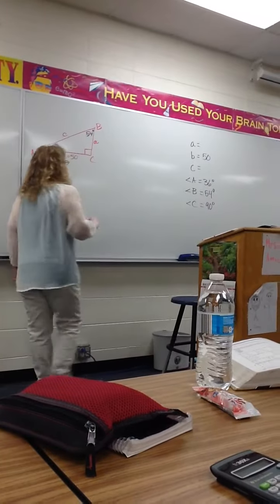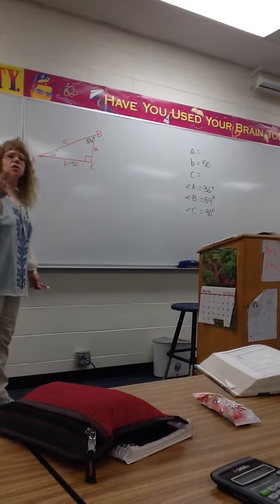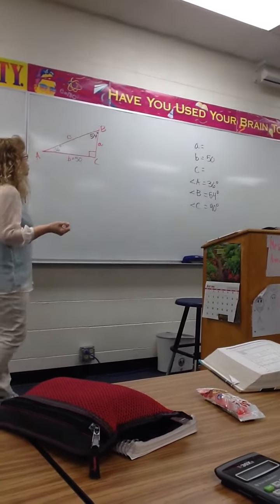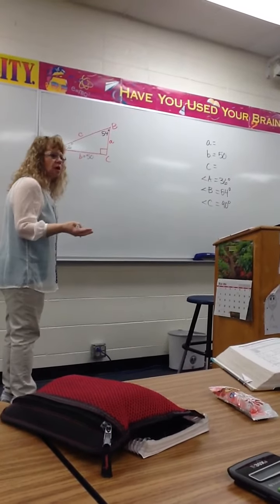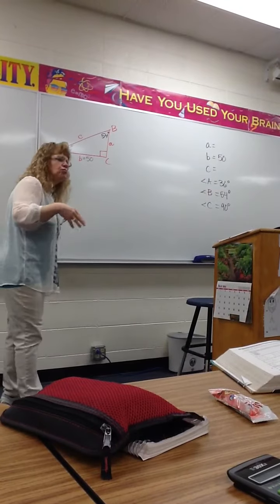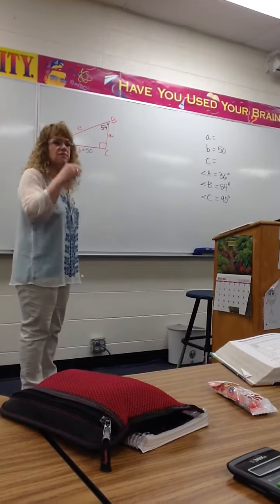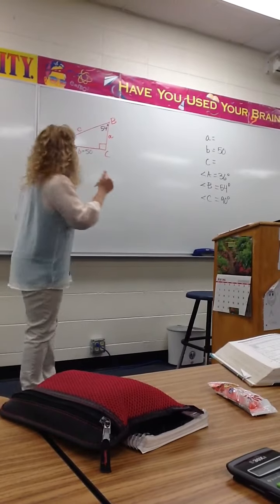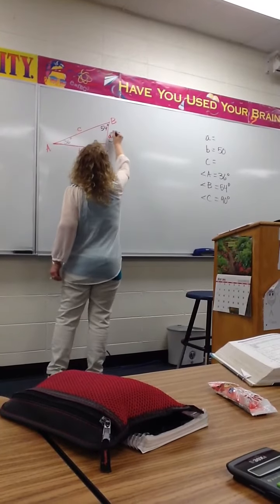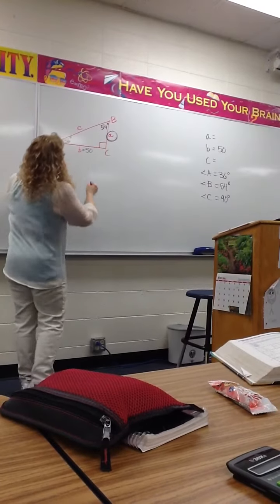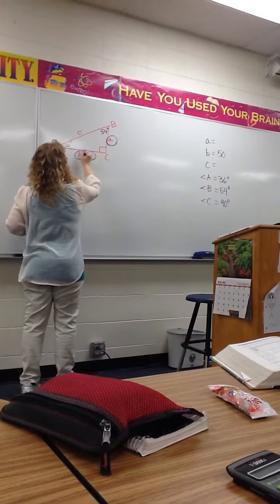Now we need the sides. If you knew two of them, you could use Pythagorean, but we only know one. So you're going to have to pick which one you want to solve for first. There's a lot of choosing in this. I like to find A first, so I'm going to circle it. And if I'm going to solve for A, the other one that I know is B.